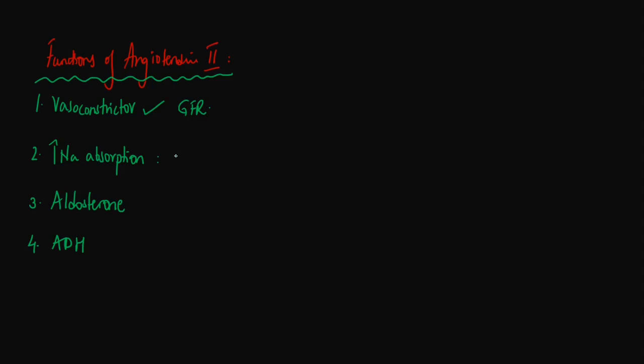Okay? So let me just write down the location of the sodium-hydrogen exchange channel. So this is going to be in the proximal convoluted tubule of the nephron, and also in the ascending loop of Henle.